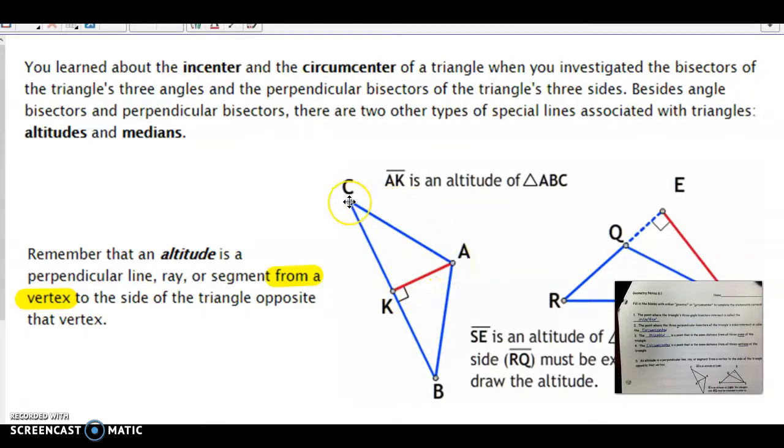We could draw an altitude from vertex C that's perpendicular to the opposite side, and we could draw one from vertex B perpendicular to the opposite side. This is just one of the altitudes of that triangle.